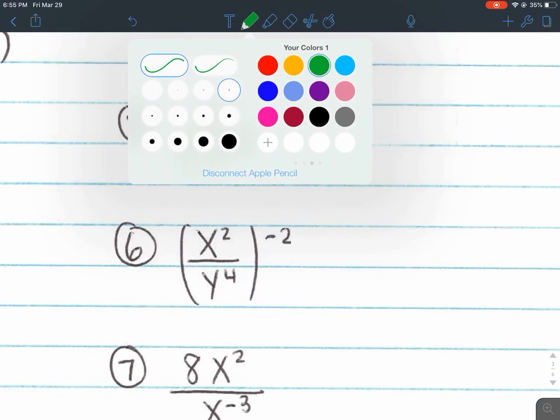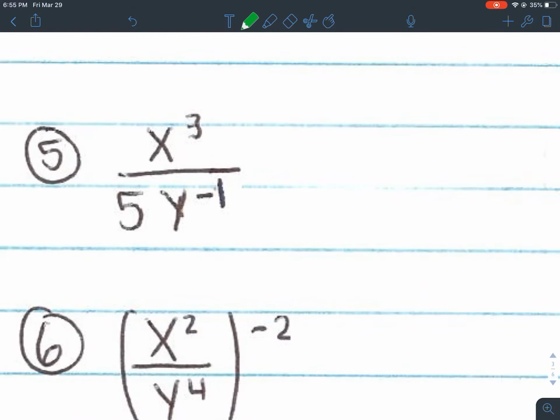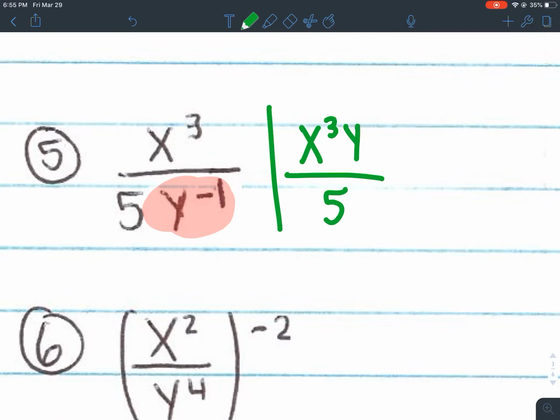Okay? Moving on, I have x cubed over 5y to the negative 1. Again, the only thing that's wrong here is this negative exponent guy. So that's the only guy that's going to flip to the other side. So I have x cubed y to the positive 1. If you do not want to write the 1 there, I'm perfectly fine with that. And then you still have a 5 in the denominator.